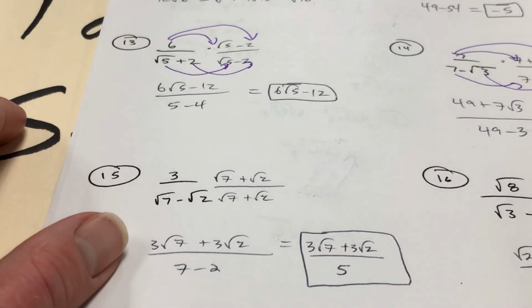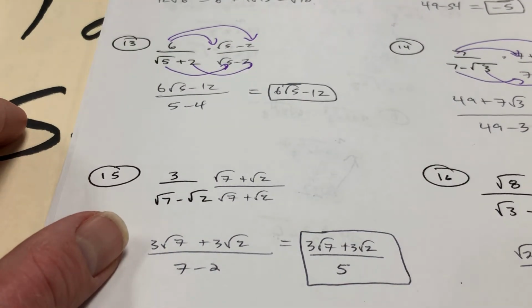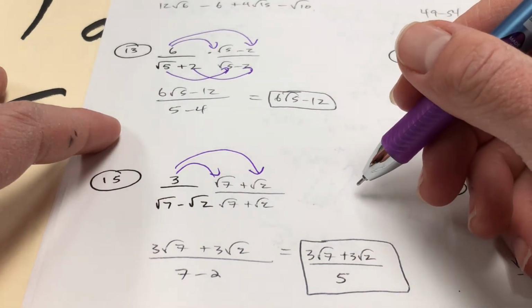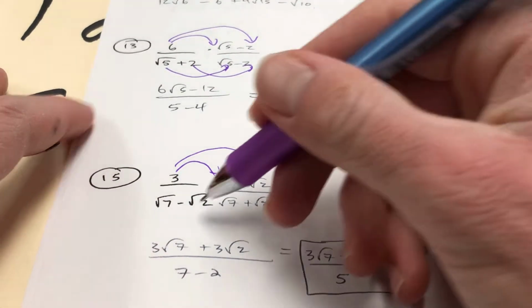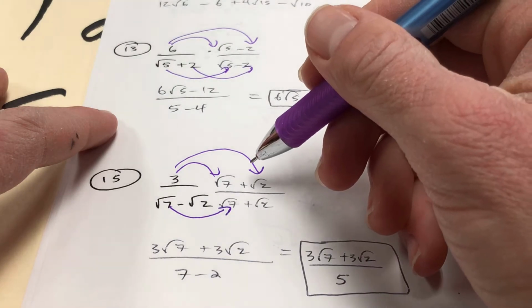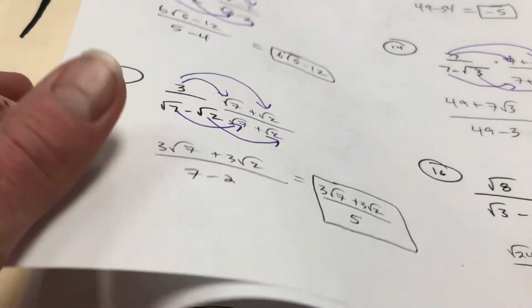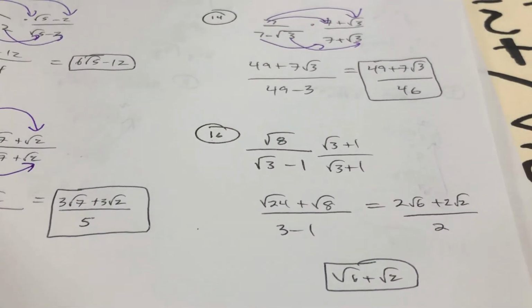15, root 7 plus root 2. It's the conjugate. 7 root 3 plus 3 root 7 plus 3 root 2, all over root 7 times root 7, which is 7, minus root 2 times root 2, which is 2. All right.